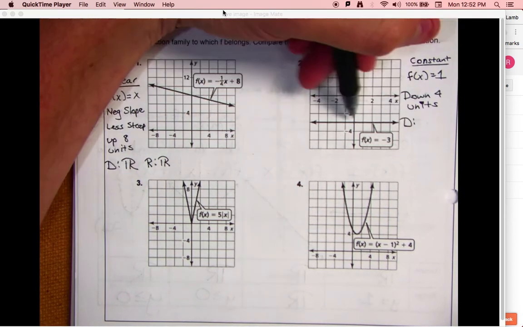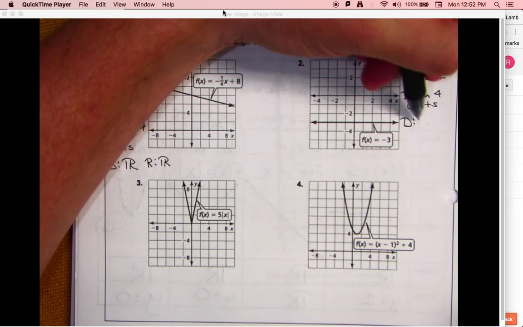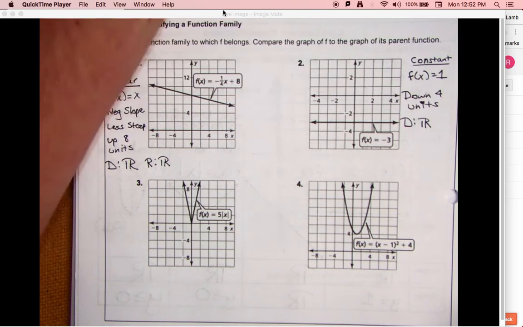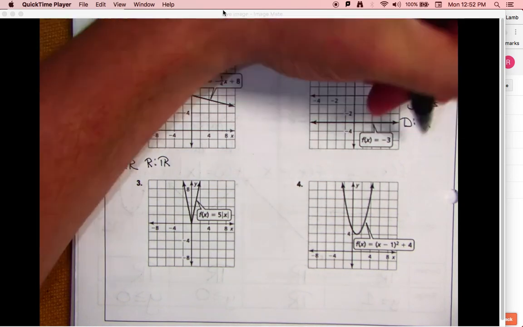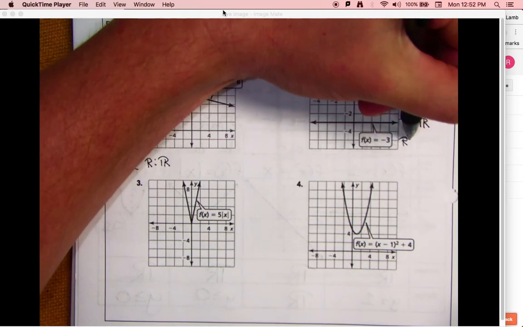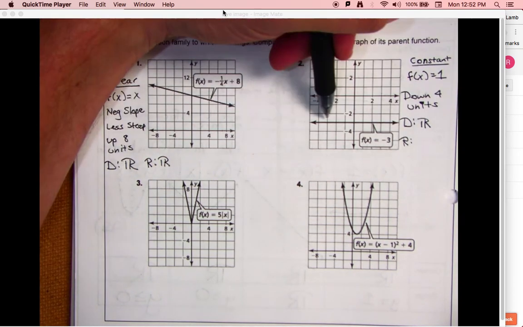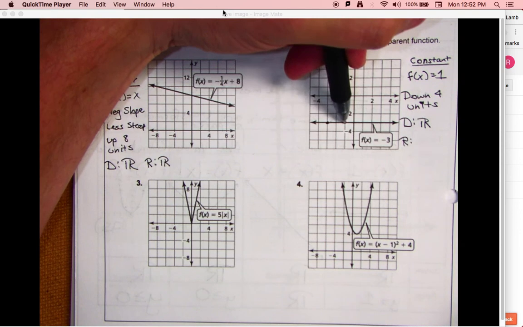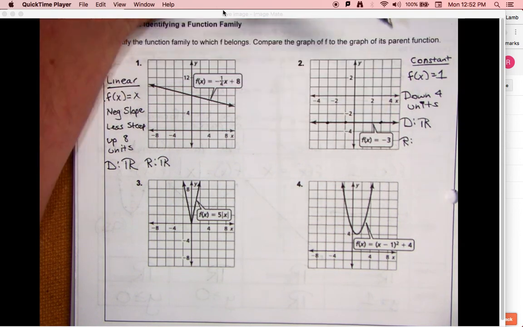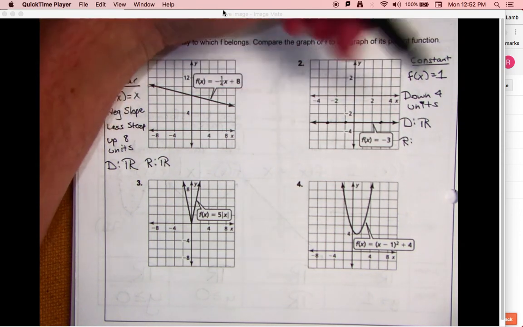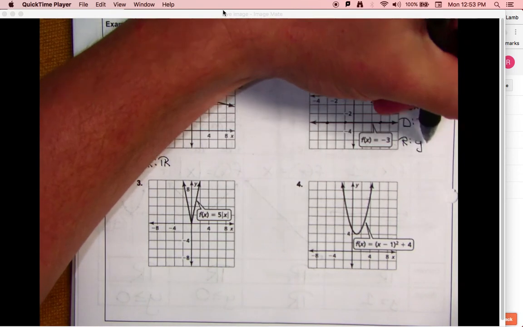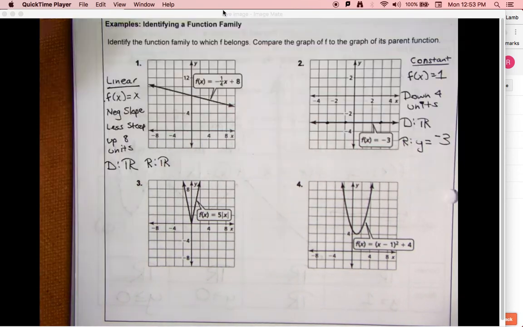What's my domain? It goes left forever, right forever. All real numbers. The range, though. What are all the y values? What's the y value here? What's the y value here? What's the y value here? -3 every time. So we say y equals -3 for our range.